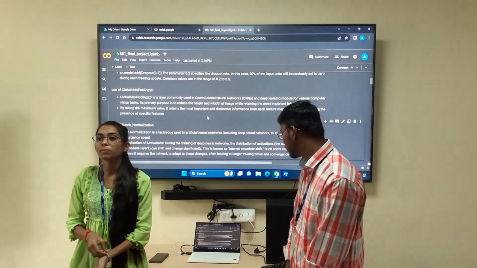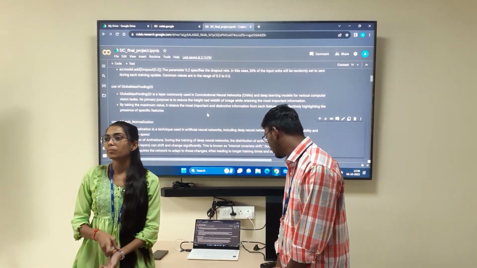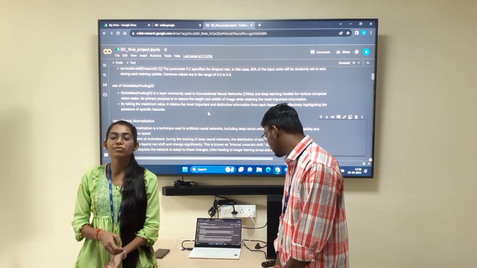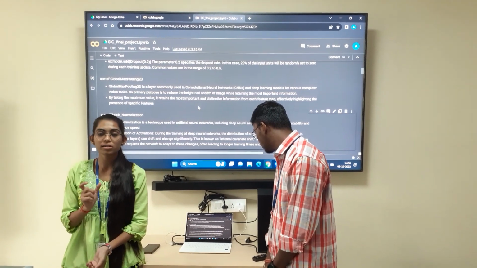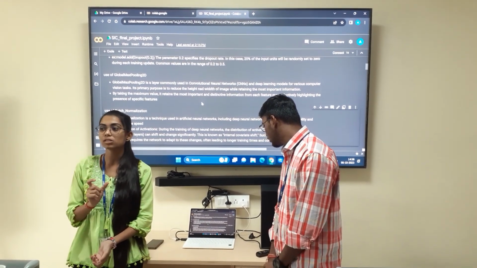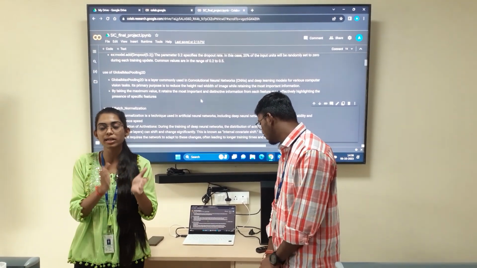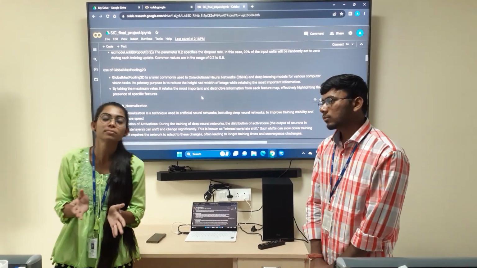And global max pooling 2D. It's the maximum feature extraction, so that even if we are compressing and resizing the image, it should not lose its resolution and maximum properties, so that it can configure the image into a segregated domain.